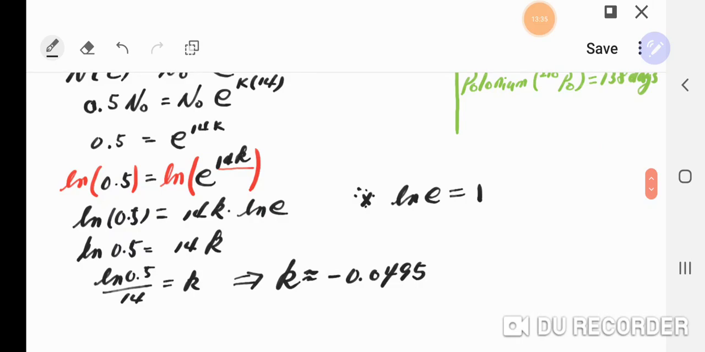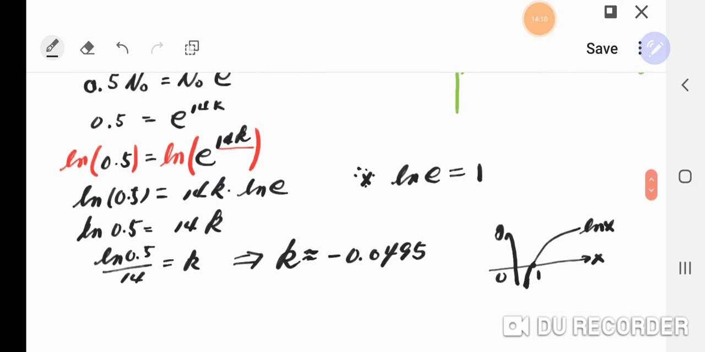As you see, the sign is negative because the natural logarithm of 0.5 is negative. The natural logarithm of x, where x is between 0 and 1, is negative. Do you remember the graph? The natural logarithm graph is like this, and the x-intercept is 1. So if the x value is between 0 and 1, then the natural logarithm is negative. Since k is negative, this is exponential decay.